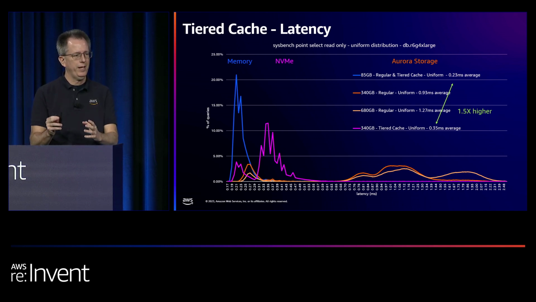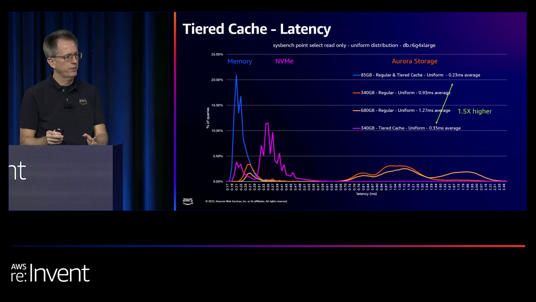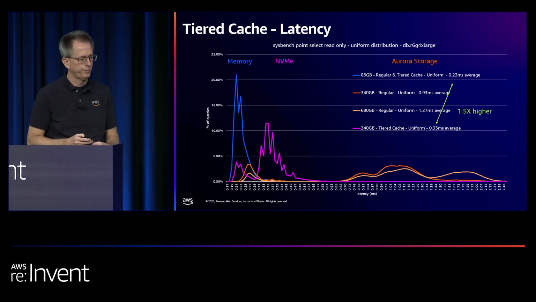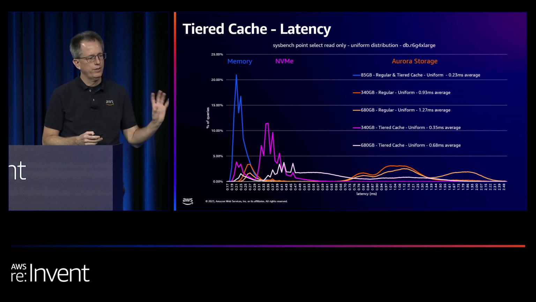So this means today, if you're running on a box that you don't need all the CPU on, you can possibly shrink down by 1 or 2 instance classes and save a lot of money by going to this instance type, right? Now, again, this is a uniform workload.